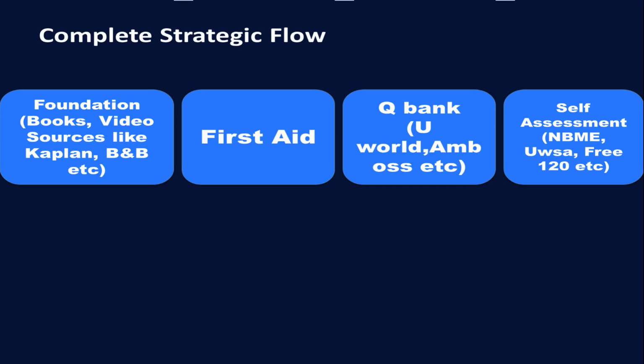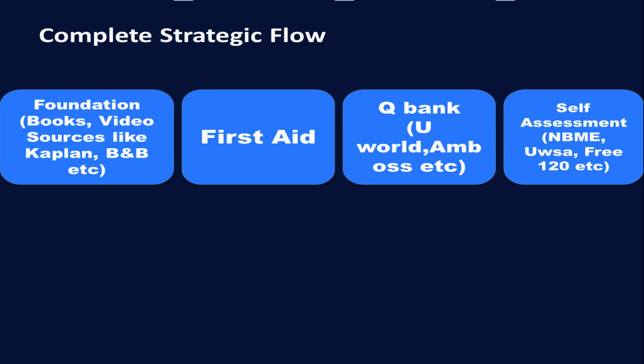USMLE preparation follows a strategic flow. First, foundation. Build core concepts using books and structured videos. Second, first aid, your central integration hub. Everything condenses here. Third, Qbanks. Theory becomes exam thinking. Fourth, self-assessments. Measure readiness, adjust strategy. Foundation builds knowledge. First aid integrates it. Qbanks apply it. Assessments validate it. Follow this flow. Preparation becomes structured, not overwhelming.